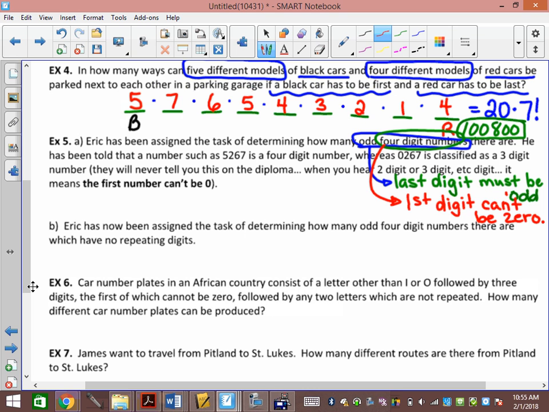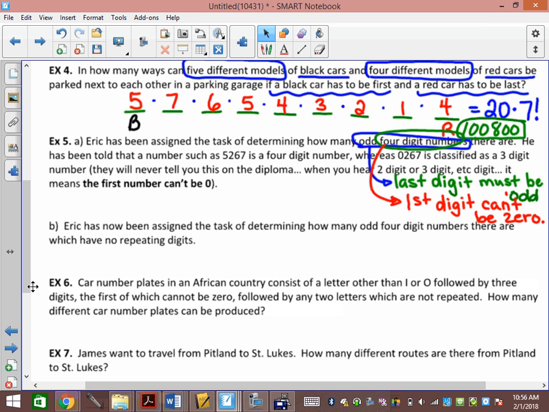So this is being nice. They won't do this on the diploma. He has been told that a digit such as 5,267 is a 4-digit number, whereas 0,267 is classified as a 3. They're not going to tell you that. I just put that in there to tell you that. If they say 4-digit number, they're meaning the first number can't be 0. Okay?